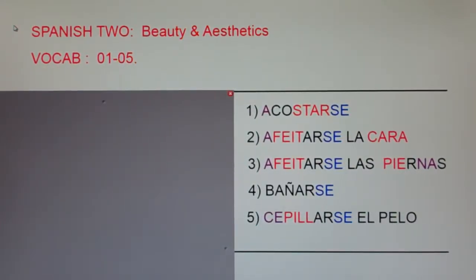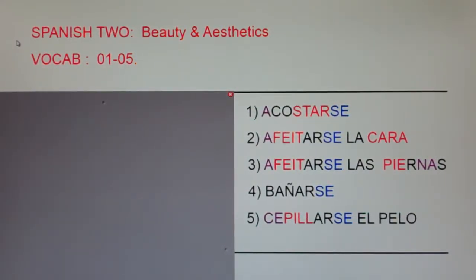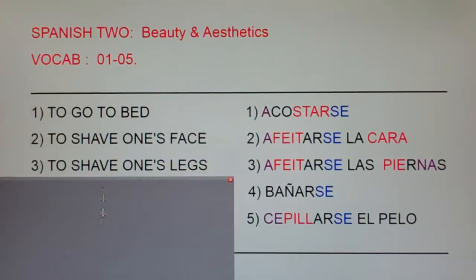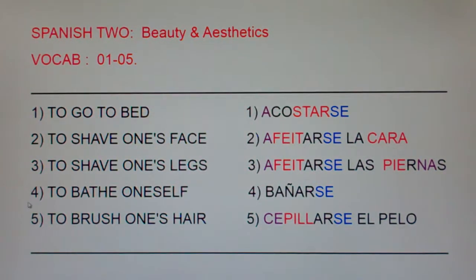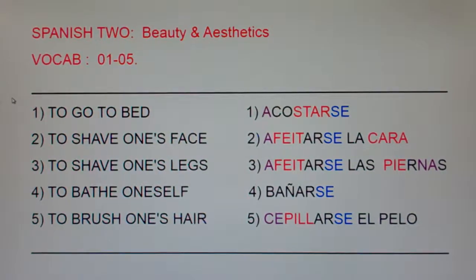This is Spanish 2, Beauty and Aesthetics, Vocab 1 through 5. I'm going to say each of these expressions in English then Spanish and clap. And after I clap, I'd like you to repeat both the English and the Spanish with me.